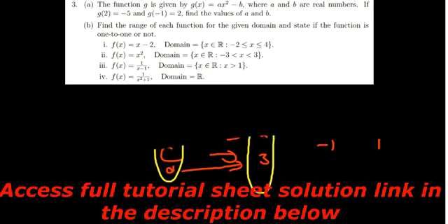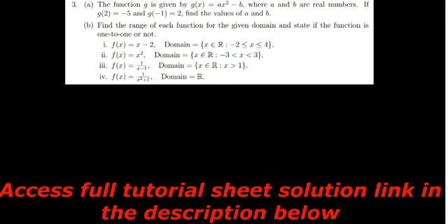Okay, so try to answer the question. So the first part is f of x is x minus 2. That is for the first part. The domain has been given to be -2 all the way up to 4. Now they are included because it says less than or equal to, yes.